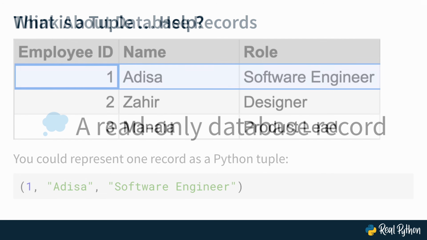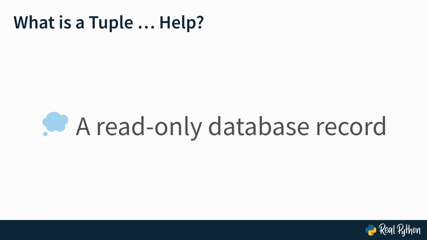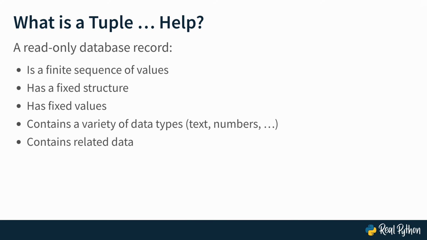So while this isn't a perfect explanation of what a tuple is, it's a pretty good approximation if you think of a tuple as a read-only database record. So one of these rows, but read-only. Why is that? A read-only database record is a finite sequence of values. It ends at some point. It has a fixed structure. You usually don't change these columns around very much. It has fixed values, that is, if it's read-only.